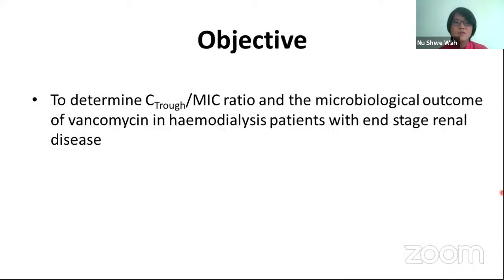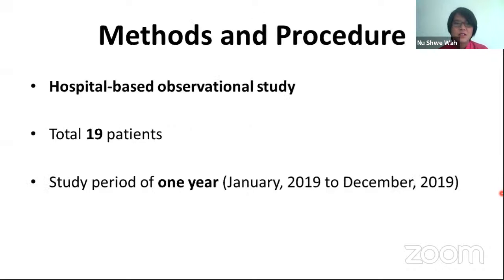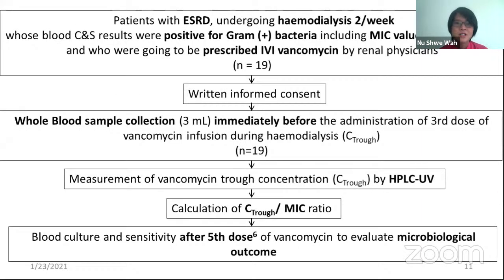So the objective of this study is to determine C-trough-MIC ratio and the microbiological outcome of vancomycin in hemodialysis patients with end-stage renal disease. Let's go on to methods and procedure. This is a hospital-based observational study of a total of 19 patients within the study period of 1 year. This is a flowchart of the study procedure.